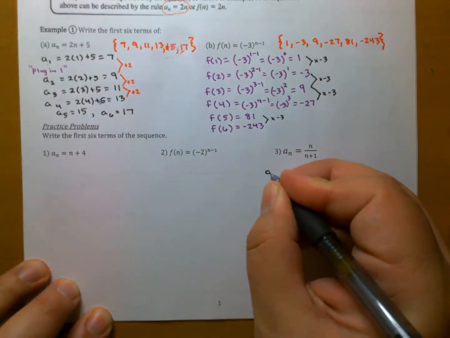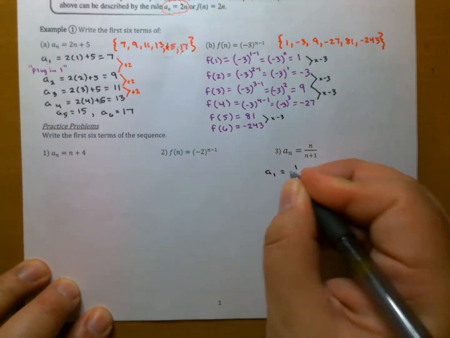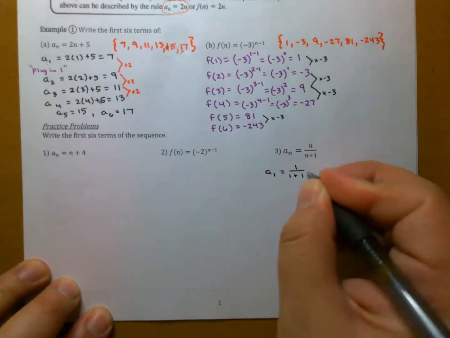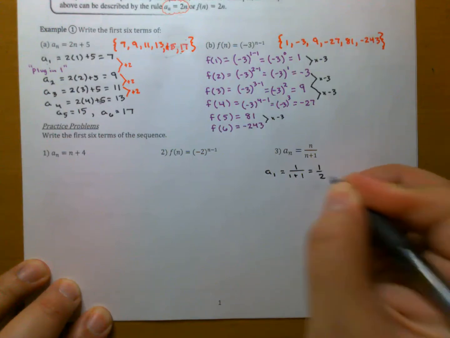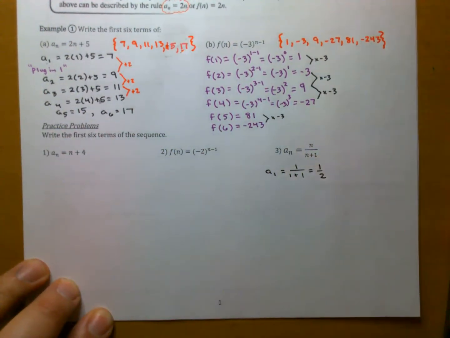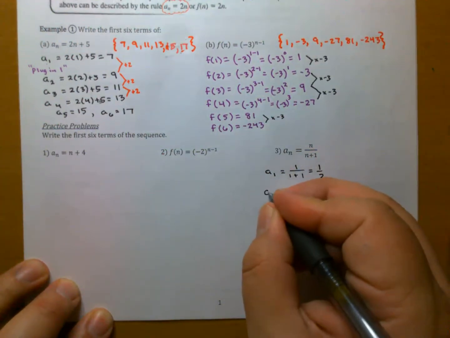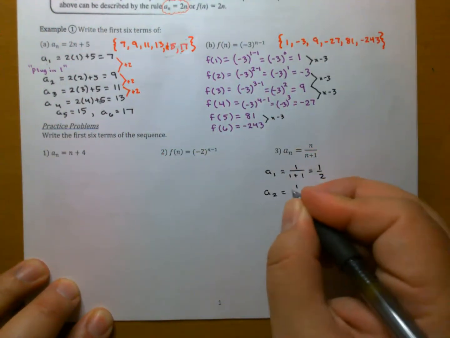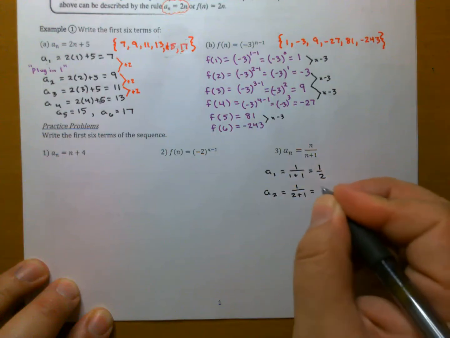So here we go. A sub 1 is equal to 1 over 1 plus 1. All right, well, then that's just a half. Notice they never said anything about decimals, no rounding. Then just leave it as a fraction. That's okay to leave it like that. A sub 2 would be 1 over 2 plus 1, so 1 over 3.